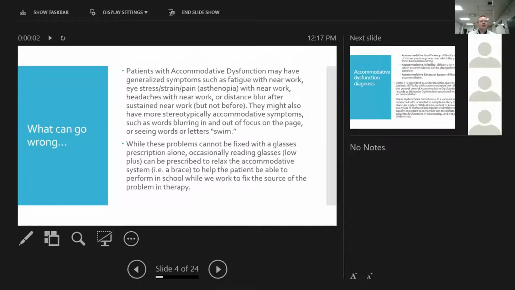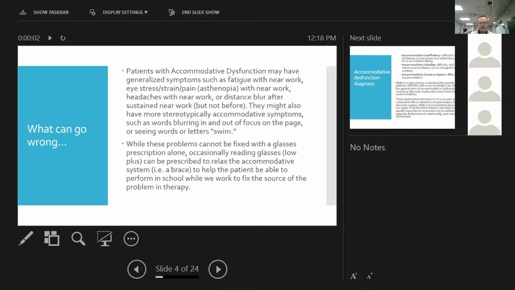When they do sustained near work, maybe they wake up in the morning and look far away, nothing's blurry, everything's great. But after they've been in school for a couple of hours looking at books, and then they look up and try to look at something across the room, as far away as they can, everything's kind of blurry. They might also have some of the more stereotypical accommodative symptoms, such as the words blurring in and out of focus, or seeing the letters swim on the page.